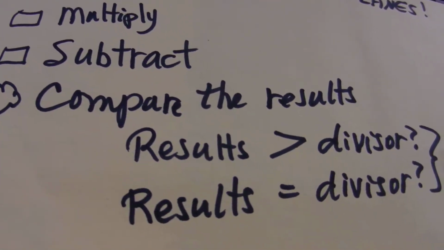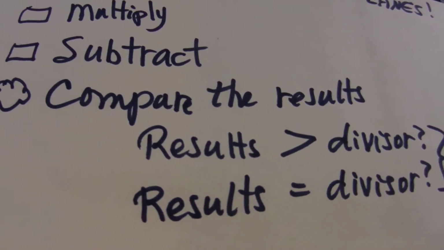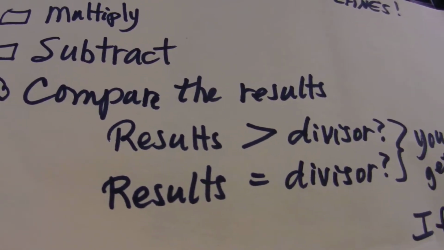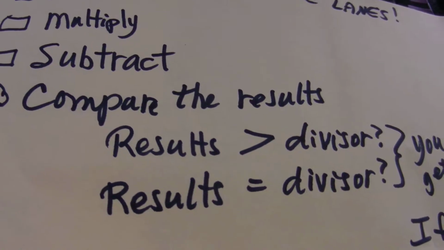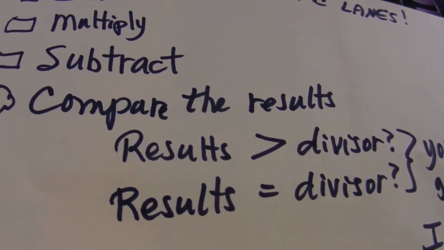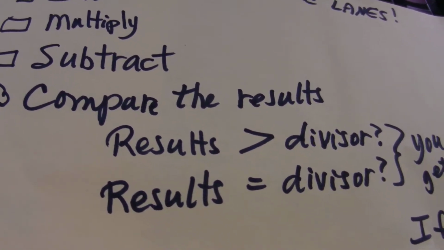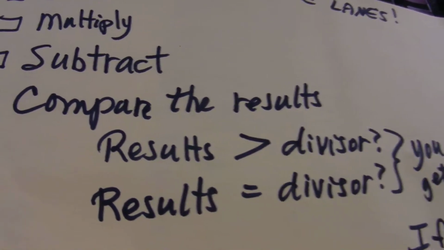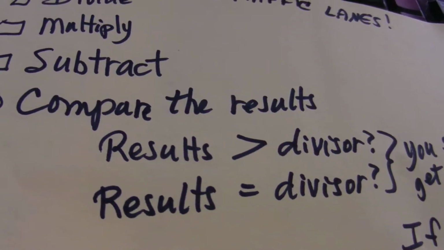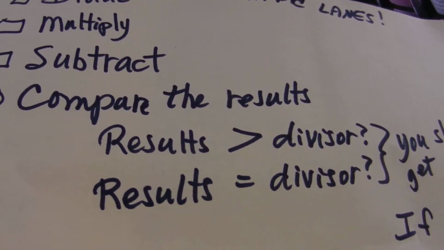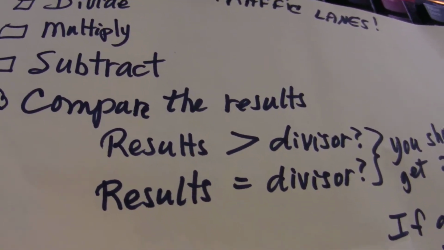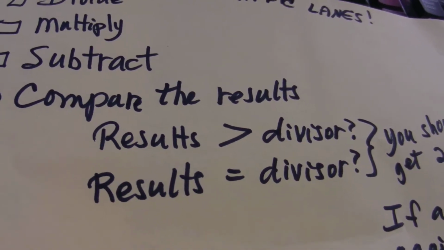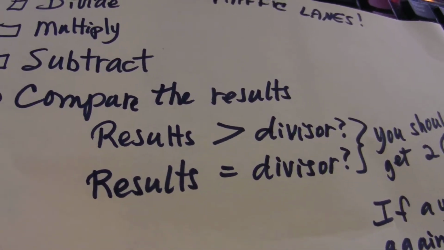You can ask about the results in a number of different ways, but I like to ask 2 questions instead of 1. And those 2 questions are: are the results the same as the divisor? Are the results more than the divisor? That's the more than sign. If you can say no, you're good. Are the results the same as or equal to the divisor? If you say no, that's good too, because you have some good results.